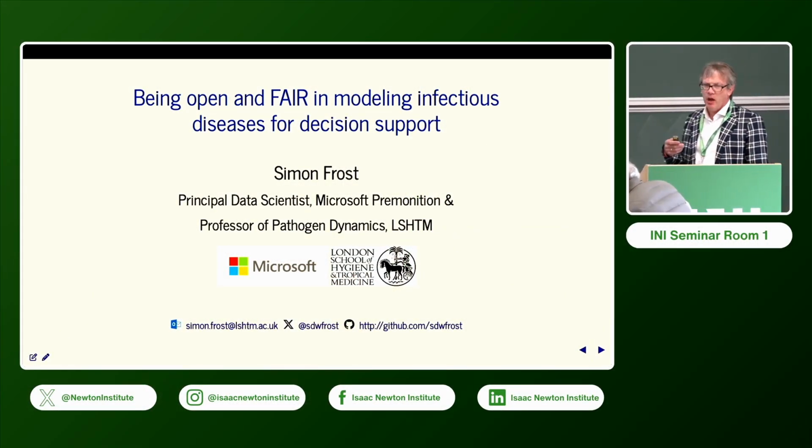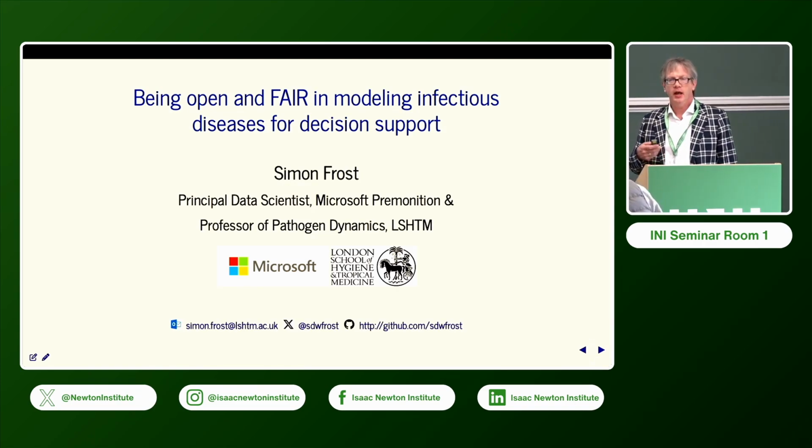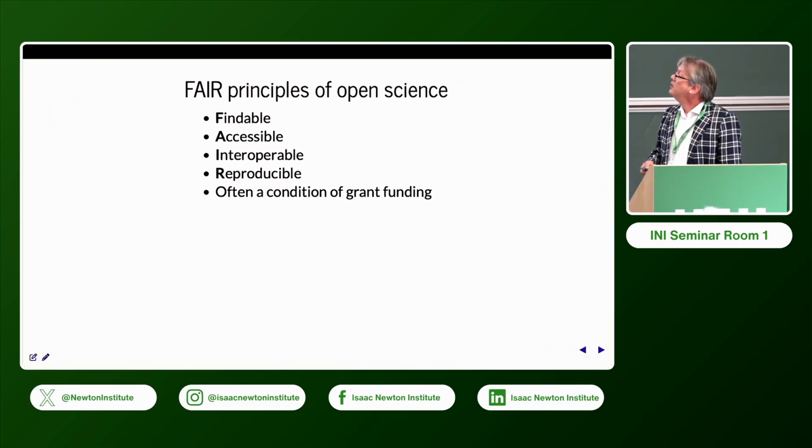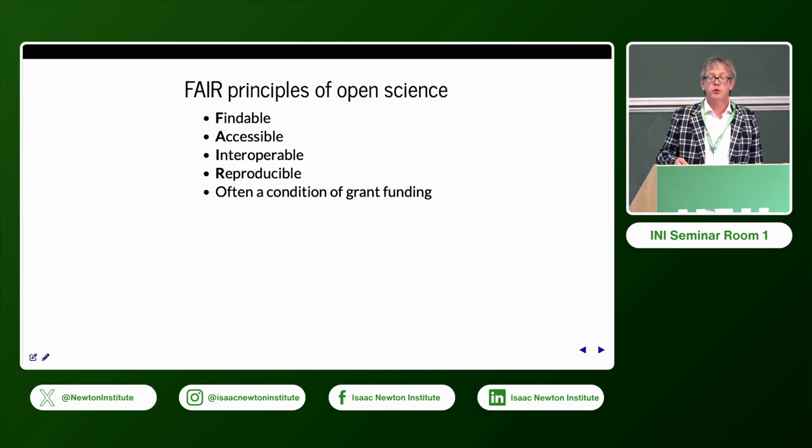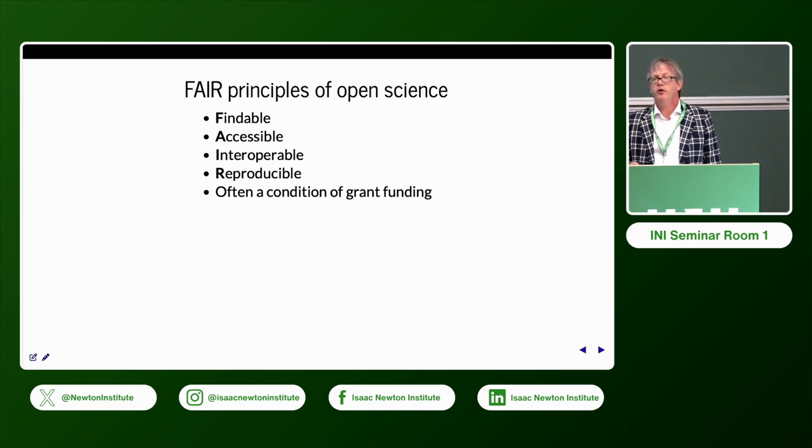So today I'm going to talk about being open and fair in modelling and how we can go about that, and how actually it can make us more productive as well as just better scientists. So what do I mean by fair? Fair is a sort of principle of open science. It means your science should be findable, accessible, interoperable and reproducible. And it's becoming more a condition of grant funding that you fulfill those criteria in your work.